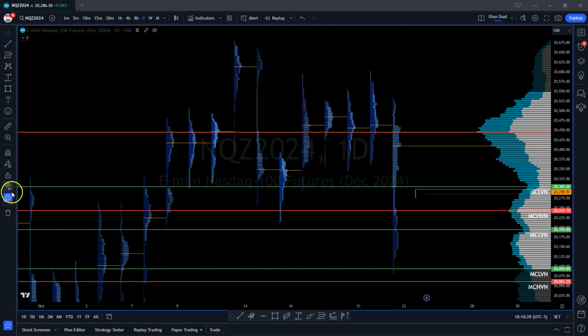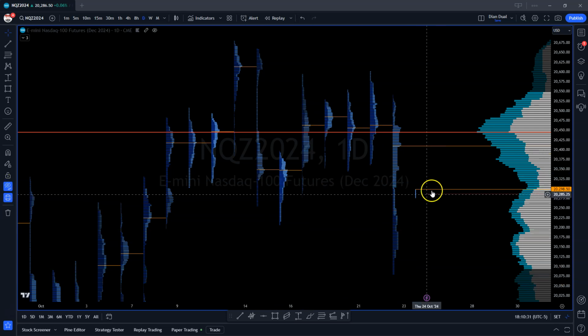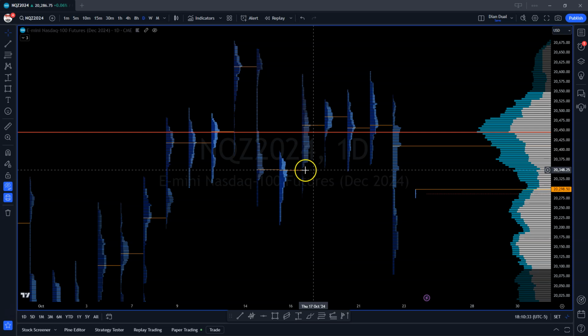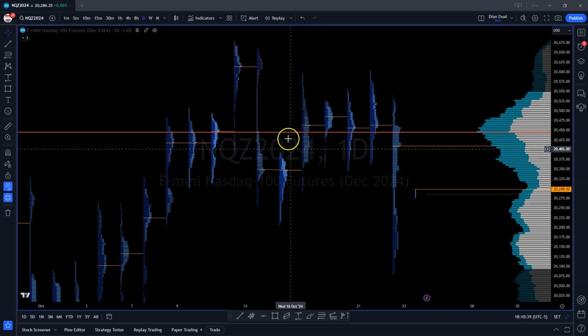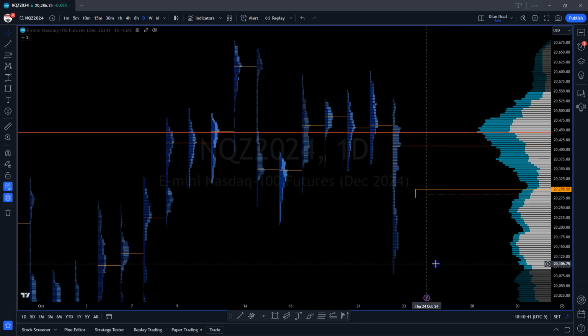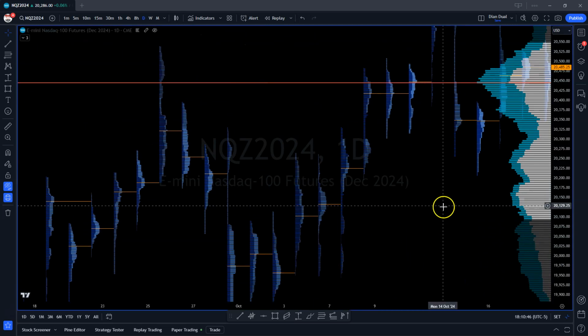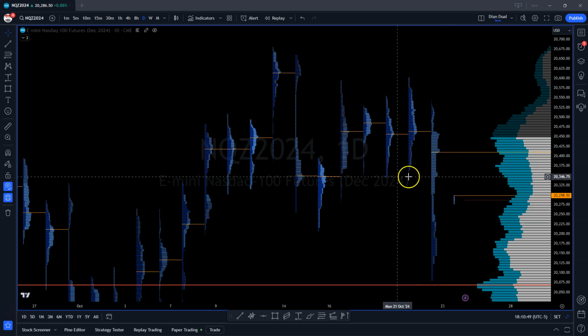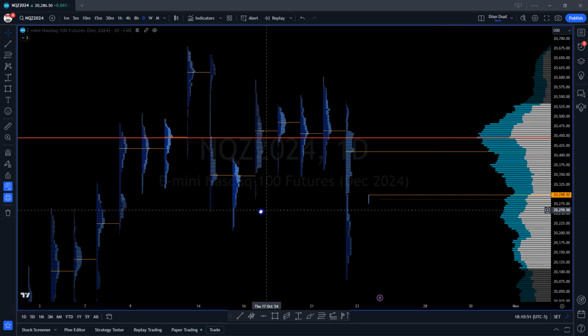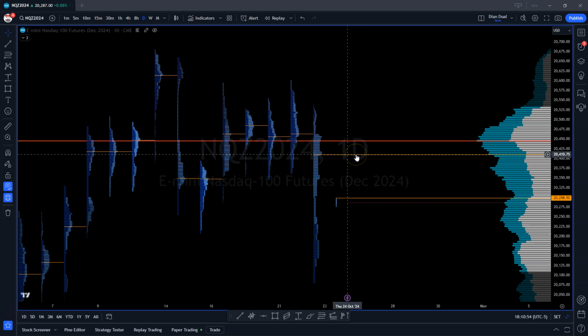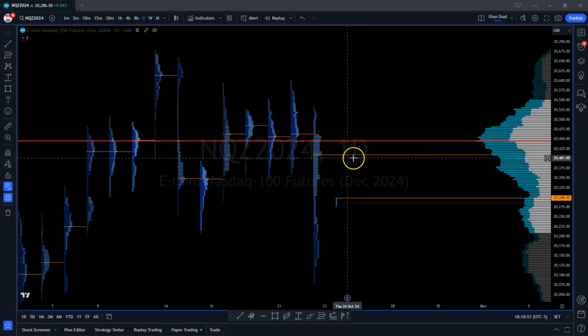And then also each individual profile day has a full session. This orange line that you see here is the point of control for that individual day. Most of these points of control tend to get finished and revisited in some other time frame, another day, not every other day simultaneously, consecutively. But these are what we call naked points of control in auction market theory and volume profile, or market profile. So now let me put my drawings back.